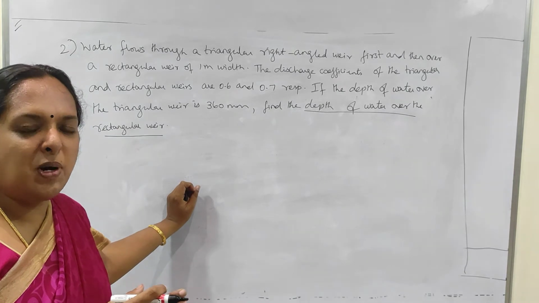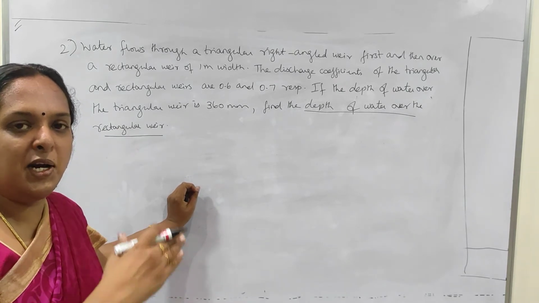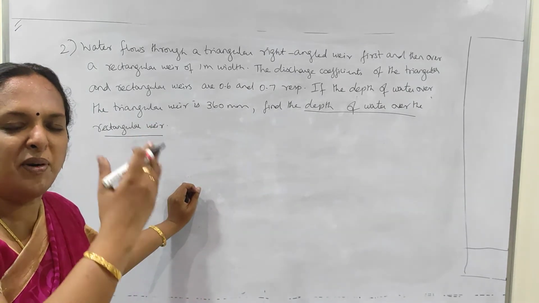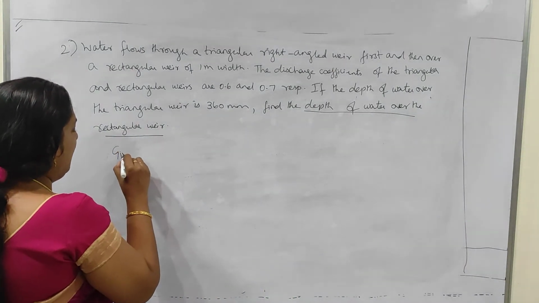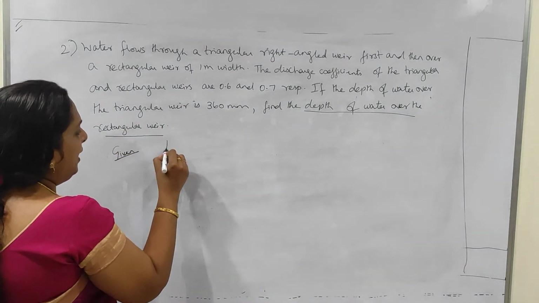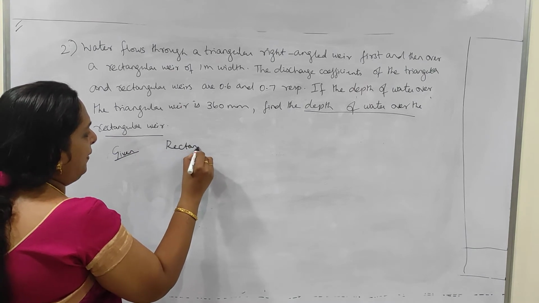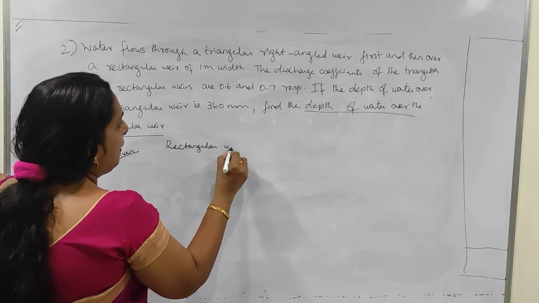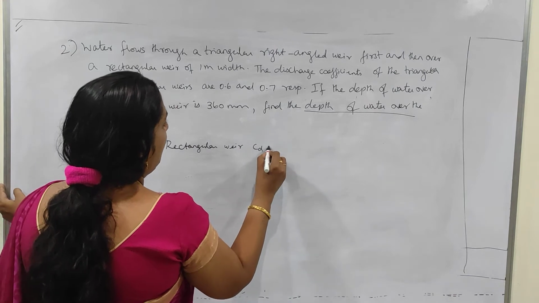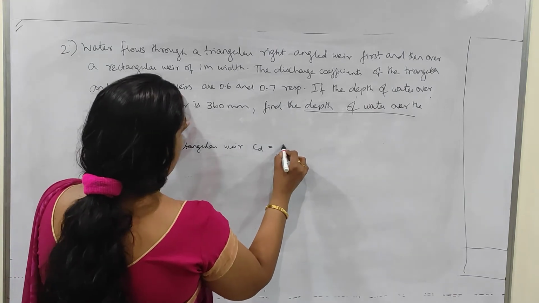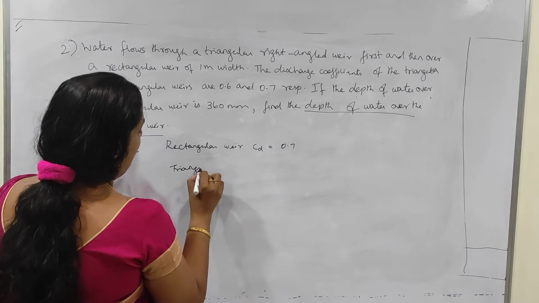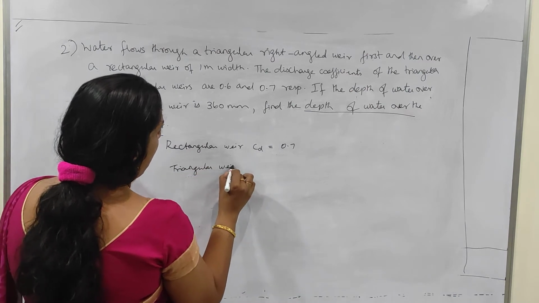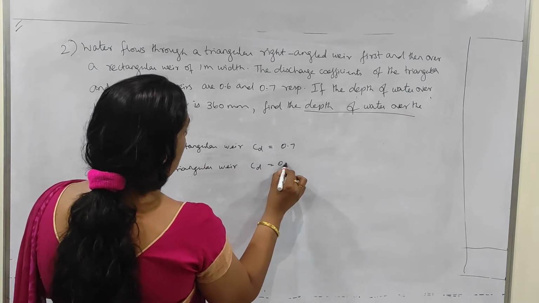In the previous problem, the water was flowing from rectangular to triangular. Now the water is flowing from triangular to rectangular weir. So when you go for the given details, what is given here? We know in case of my rectangular weir, my CD value is given. It is 0.7. So for my triangular weir, my CD value is also given. This is equal to 0.6.